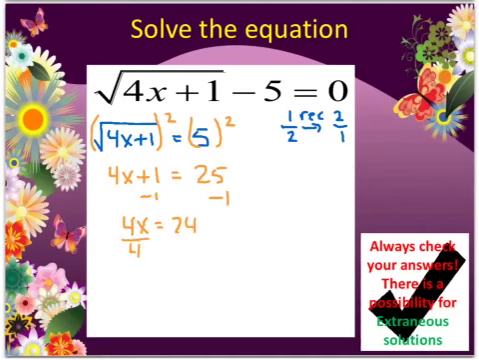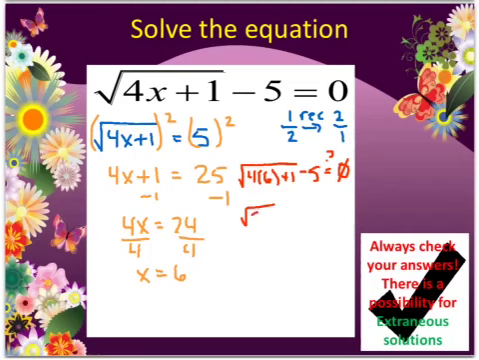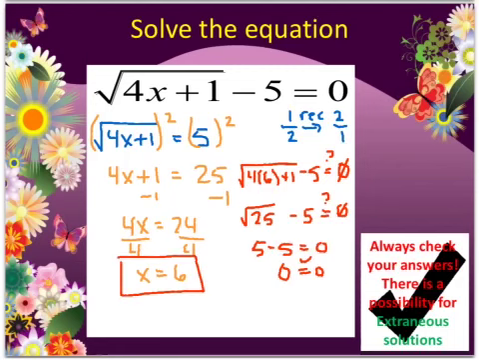Solving like we normally would, x equals 6. Now it's important that you always check your answer because you can have extraneous solutions. So I'm going to go ahead and plug that back in to check to see if it works. So I'm going to get the square root of 25 minus 5. We want to know, does that equal 0? Well, that's 5 minus 5. Well, 0 does in fact equal 0, so it works out and my solution is x equals 6.